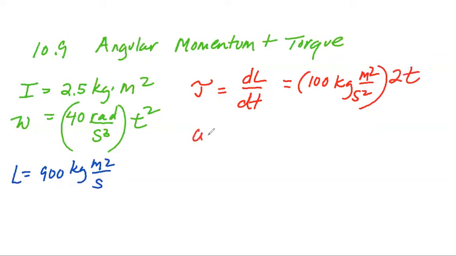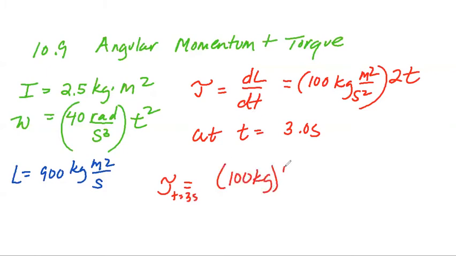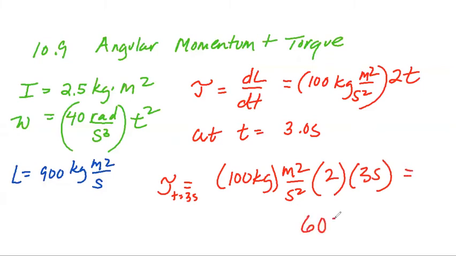So at t equals 3.0 seconds, we get tau at t equals 3 seconds. We get 100 kilograms meter squared over second squared times 2 times 3 seconds. And that's going to be giving me 600 newtons times meters. And there you go, that was 10.9.